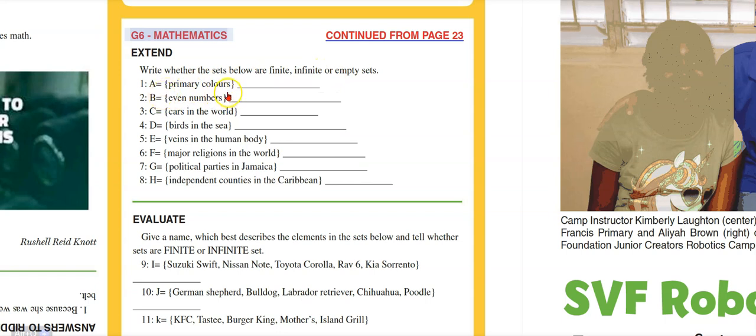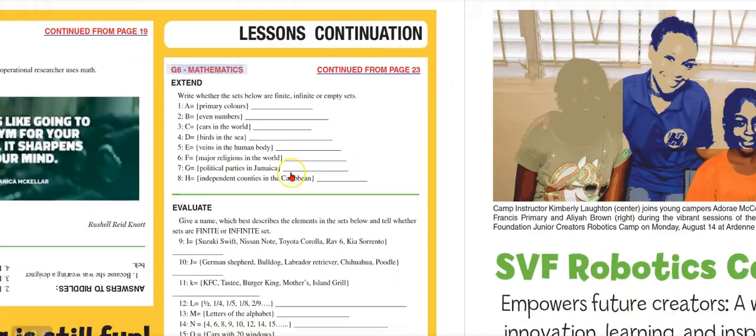Even numbers. So we could keep going by 2, 4, 6, 8, 10, 12. Do we stop? Okay. Cars in the world. Birds in the sea. Veins in the human body. Major religions in the world. Political parties in Jamaica. Independent countries in the Caribbean.